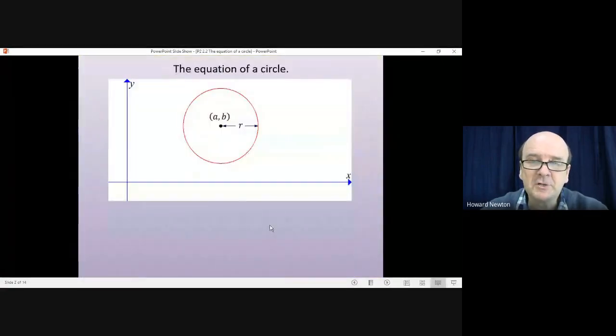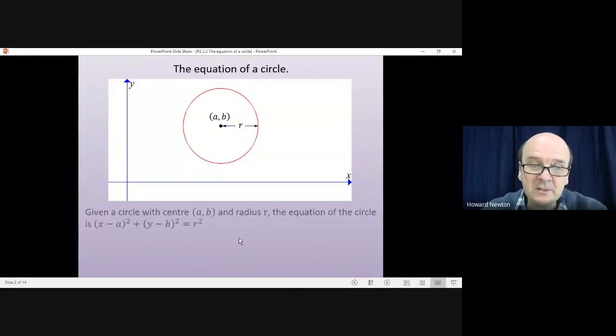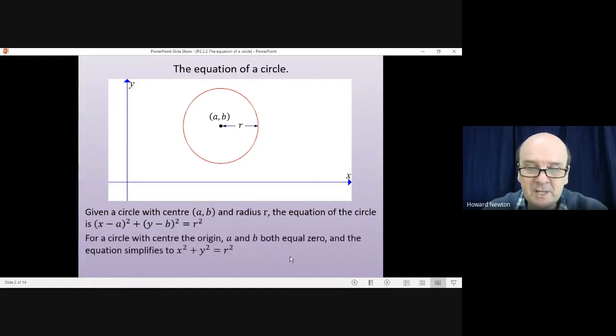Now, if you've got a circle with center (a, b) and radius r, then the equation of that circle is (x − a)² + (y − b)² = r². And in the special case where the center is the origin, then a and b are both equal to 0, and you'd get the circle x² + y² = r².